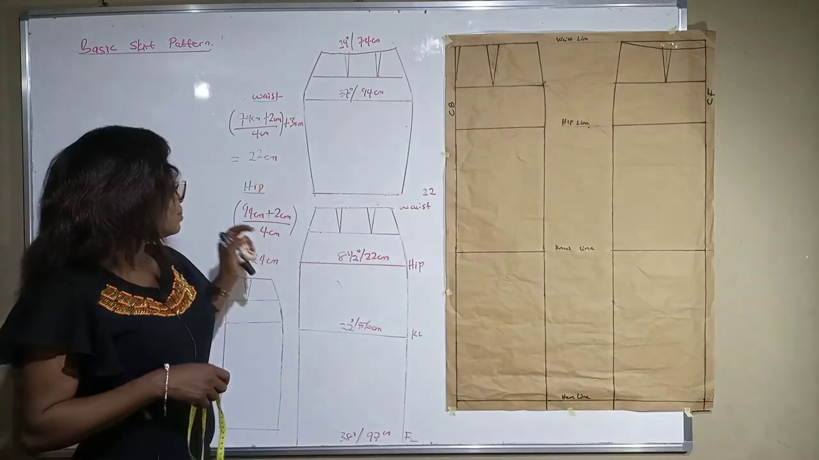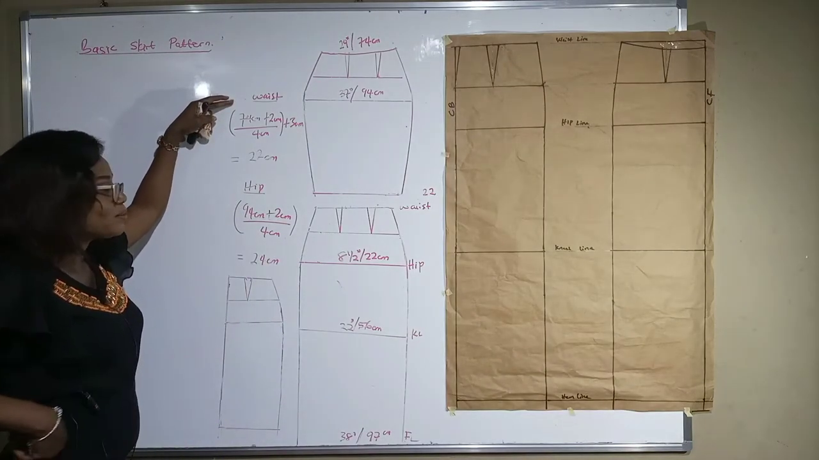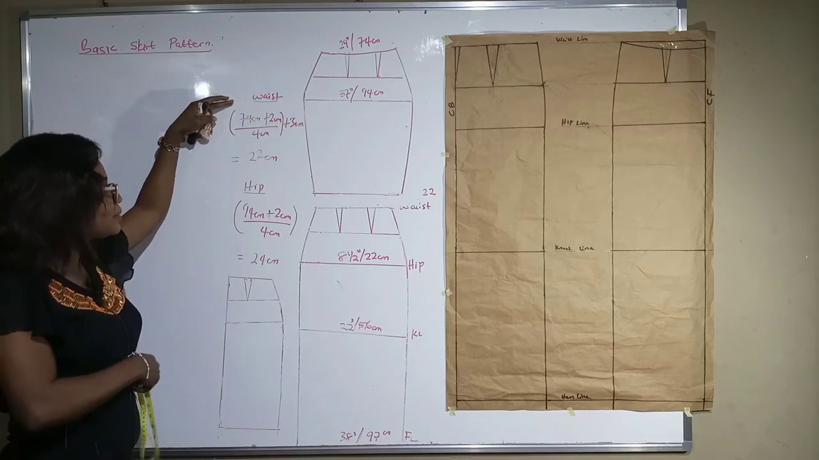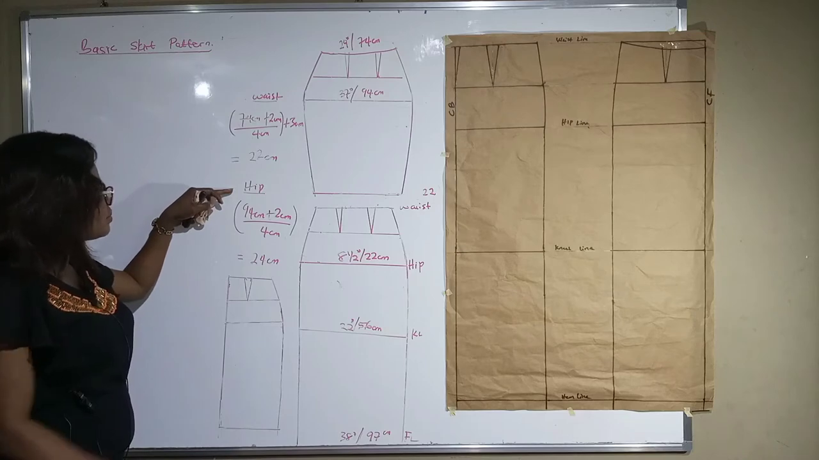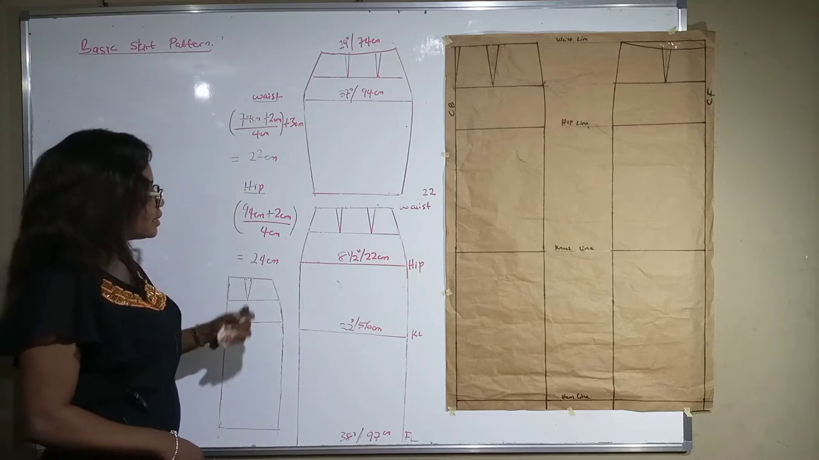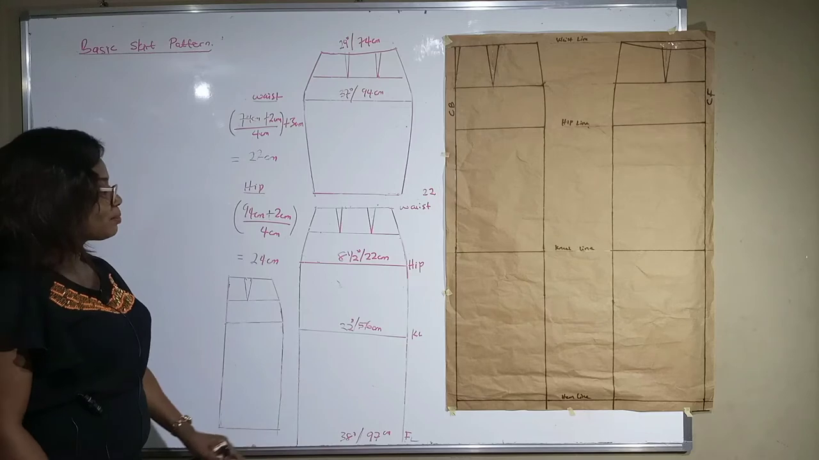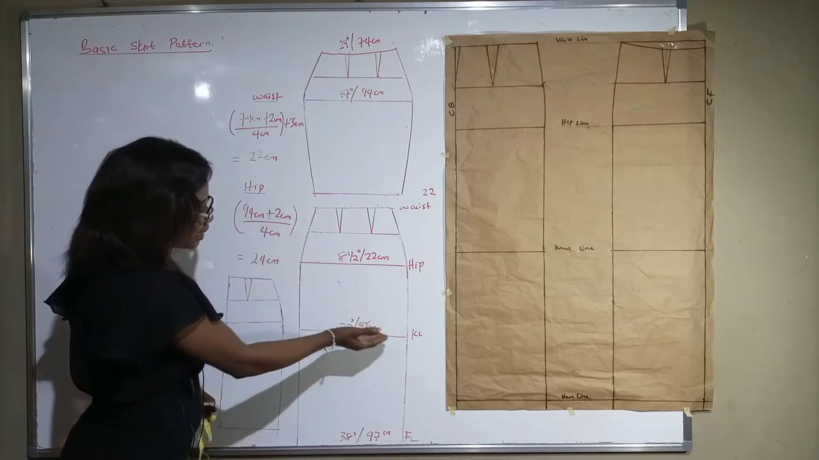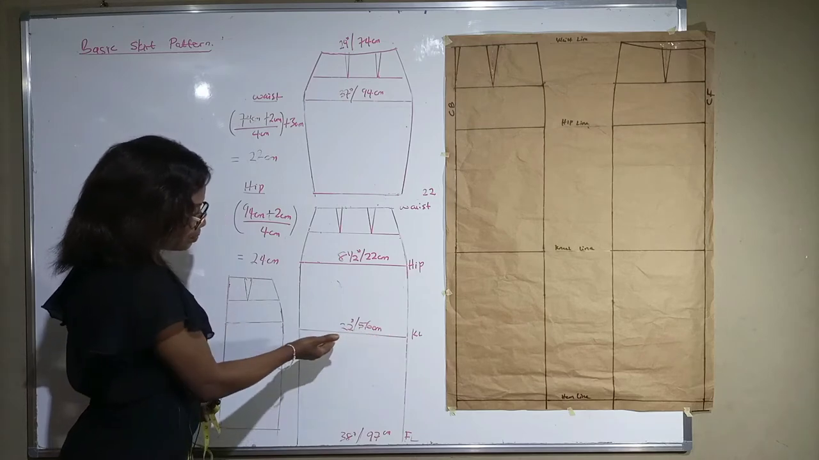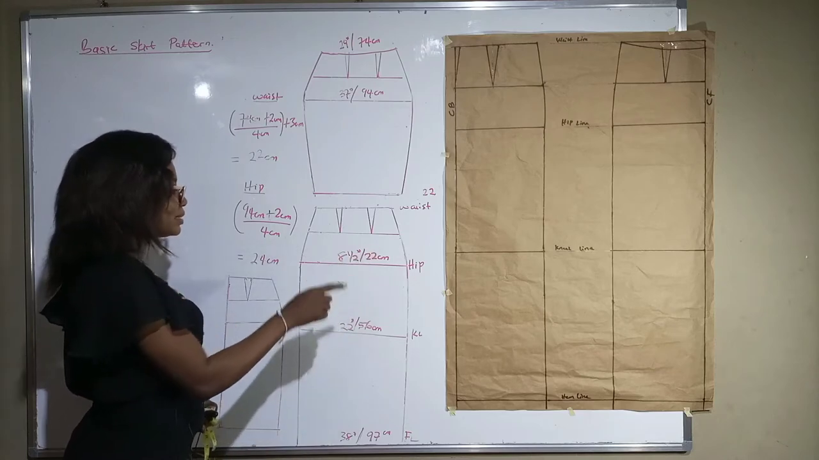Now, to draft the basic skirt pattern, you need the waist measurement. This is a circumferential measurement that you take round the waist. You also need the hip measurement. It's also a circumferential measurement. Then you need the full length from waist to the floor length. I prefer to work with that length because it's a basic skirt. When you have the full length of the skirt, you can decide to take any other shorter length from it. So that is why I prefer to work with the full length to draft the basic skirt pattern.